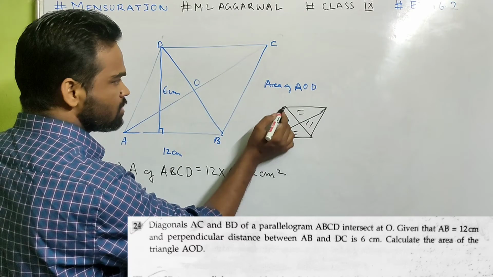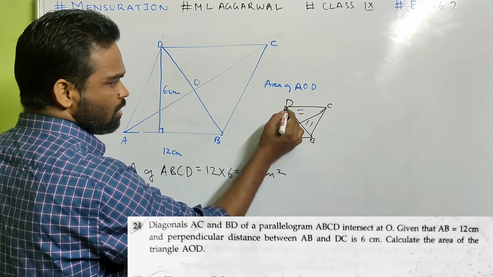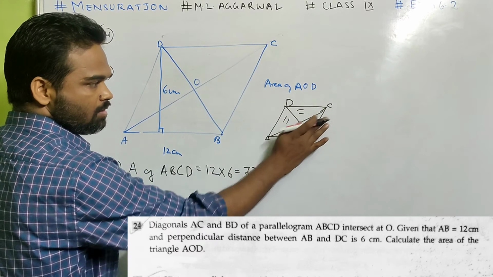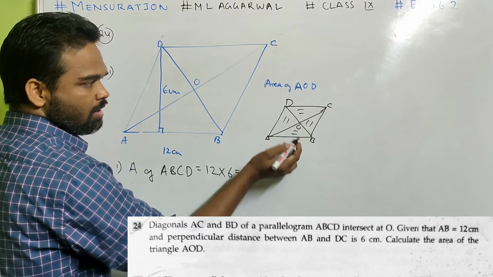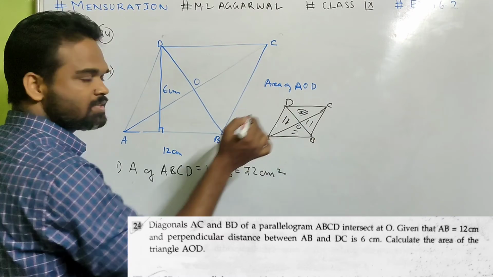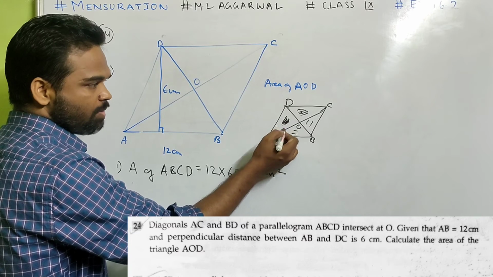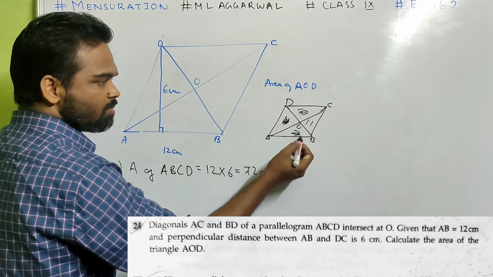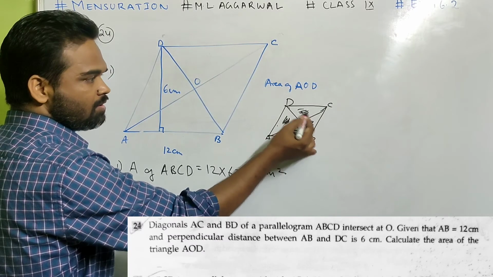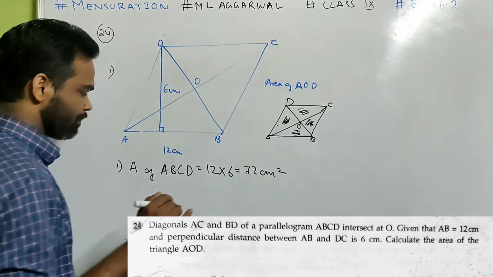How come? Because see, this is A, B, C, D, O. DO is the median for this triangle ADC. Now the median divides the triangle into 2 equal triangles, which means area of this part is the same. Similarly, in ABD, AO is the median. So this part area is the same. Similarly, this and this area will be the same because BO is the median. So ultimately, all the 4 have the same area. Theorems on area we have done, okay?